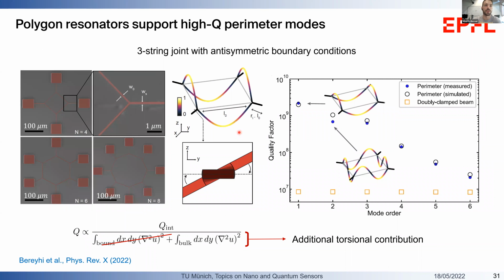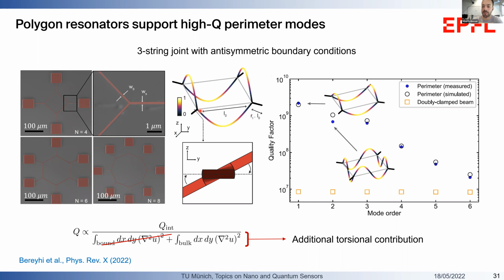Here we don't soft clamp the fundamental mode anymore, but rather a low order mode, maybe with mode indices below 10, let's say, if you count all the modes starting from the lowest frequency. Here we're considering modes that form a standing wave along the perimeter of the polygon, and they have the opposite type of boundary condition, antisymmetric at the three string joint.